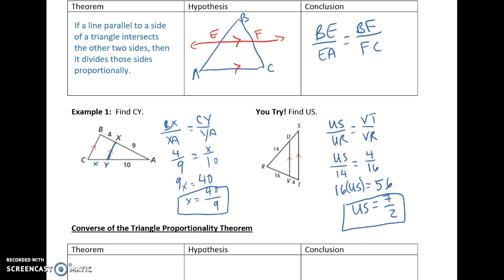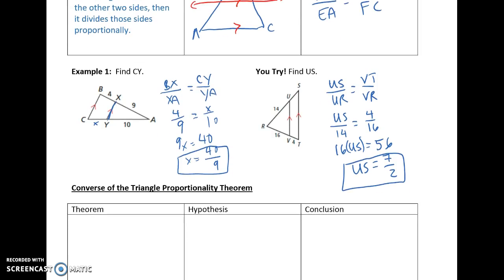So did you get 7 over 2 or 3.5? That's what we want to do. One thing I want to note, this 4 over 16, I went with it the way it is, but you could have also reduced this 4 over 16 to 1 over 4 to make your life a little bit easier with your math work. All right, so that's our first theorem.